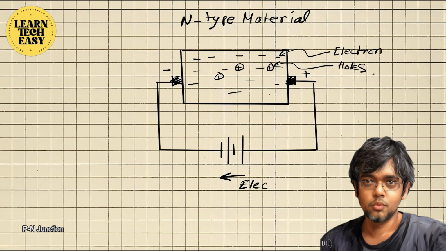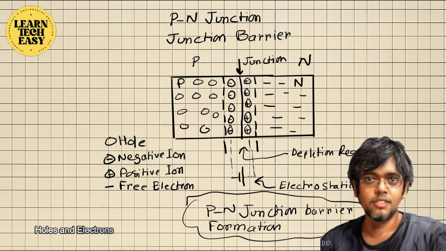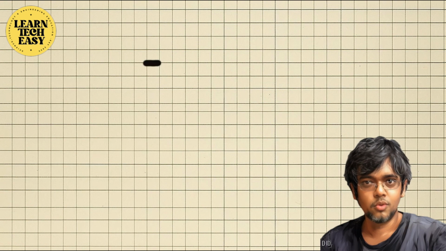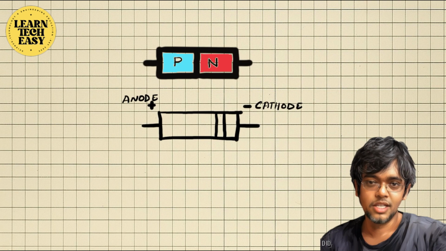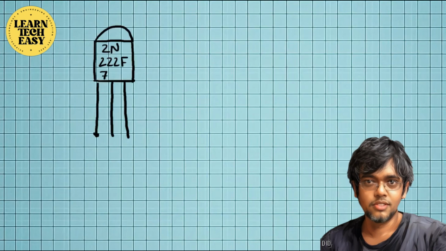The term P refers to the positively charged holes that dominate the electrical behavior in the p-type region, while N refers to the negatively charged electrons that dominate the electrical behavior in the n-type region. The PN junction is a fundamental building block of many electronic devices, including diodes, transistors, and solar cells.